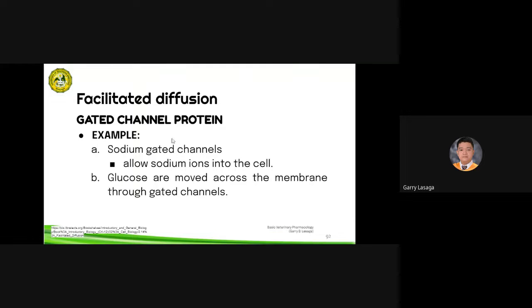So what are examples of gated channel proteins? Examples of these are the sodium gated channels. Of course, this is specific for sodium ions. We also have glucose. Glucose is moved across the membrane through gated channels.